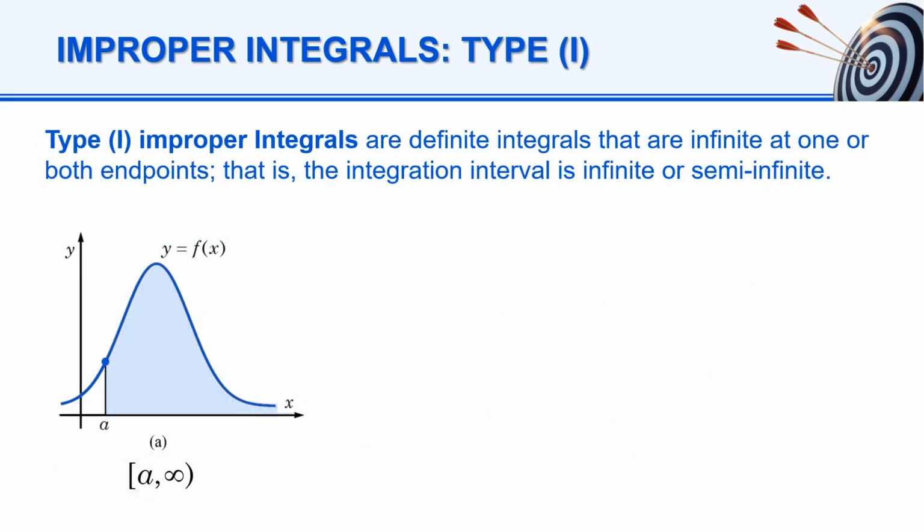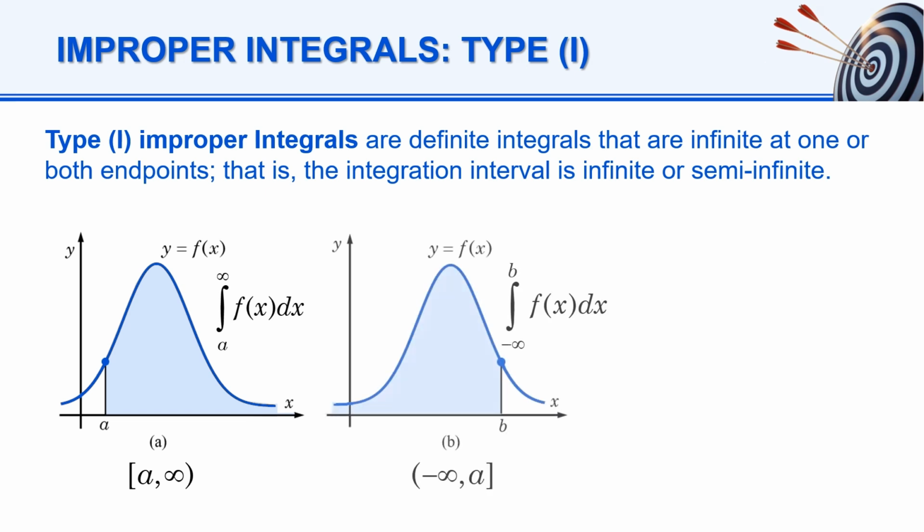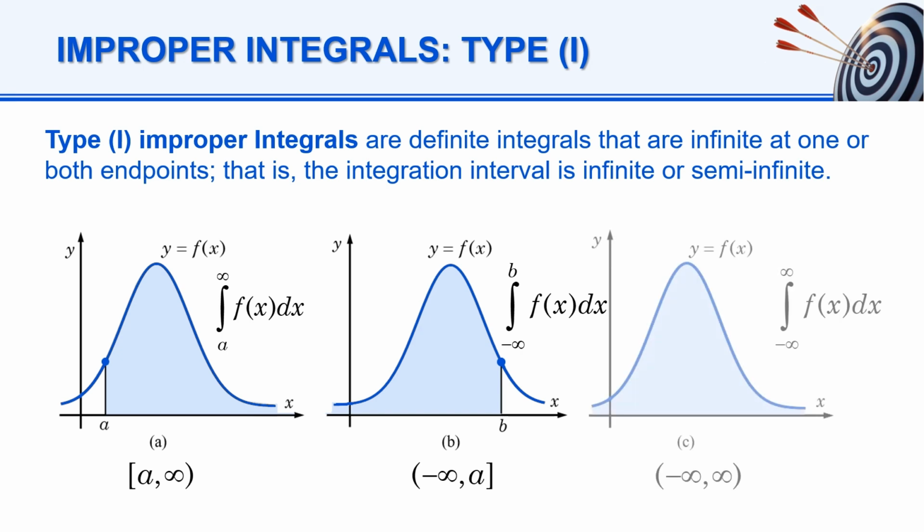Type 1 improper integrals are definite integrals that are infinite at one or both endpoints. That is, the integration interval is infinite or semi-infinite. Semi-infinite integrals are fixed at one end and extend to plus or minus infinity on the other end. For example, the following is the case where the integration extends to plus infinity. The next one illustrates an integral which extends to minus infinity. In the last case, both lower and upper limits extend to infinity.